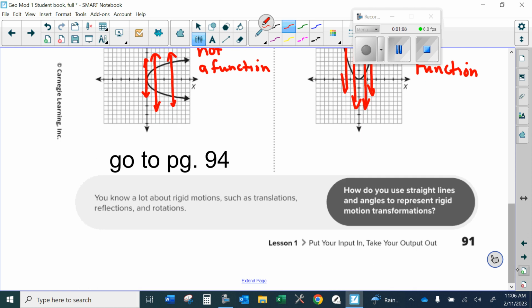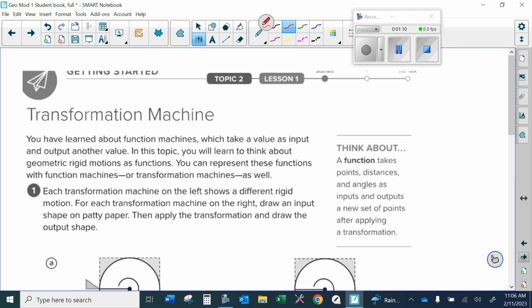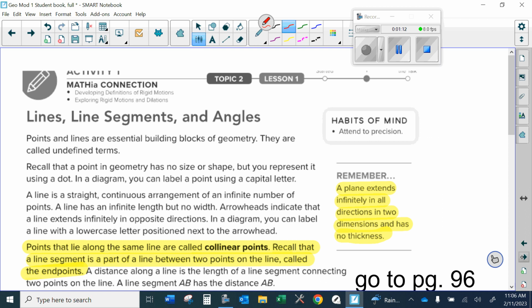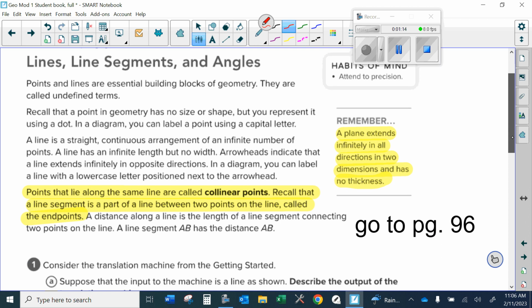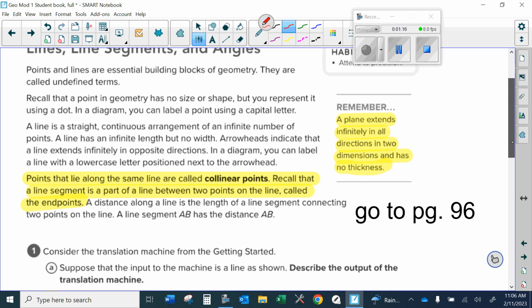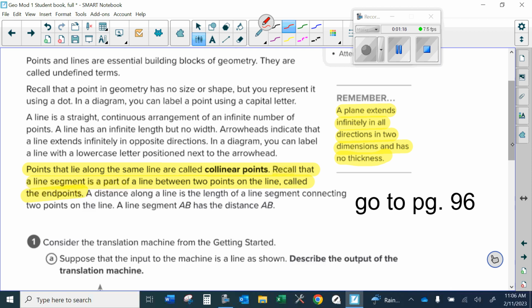Okay, go to page 94. Okay, line segments, and angles. So first vocabulary here is a plane. A plane extends infinitely in all directions in 2 dimensions. It's like a flat book, any flat space that goes on forever, and it has no thickness.